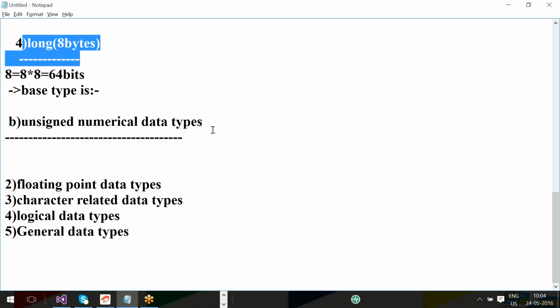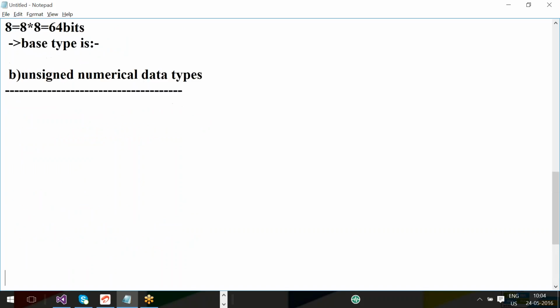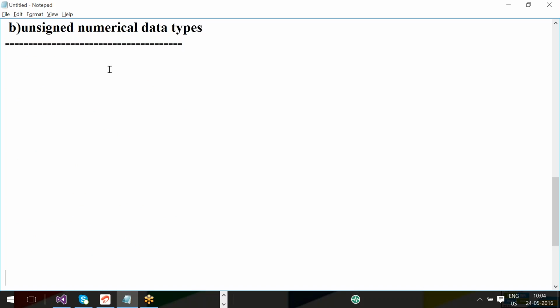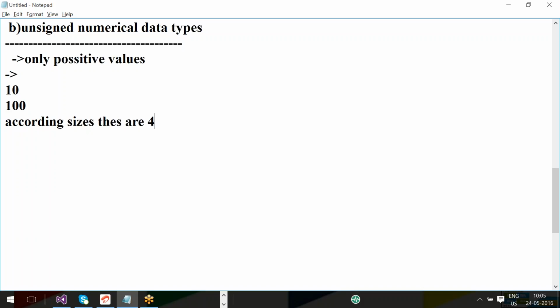Okay. Now come back to unsigned numerical data types. An unsigned numerical data type may contain only positive values. Positive value means like 10, 0, 100, 1000, like that. According to sizes, these are again 4 types.